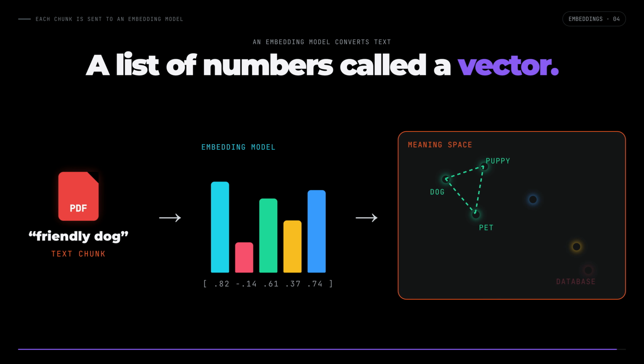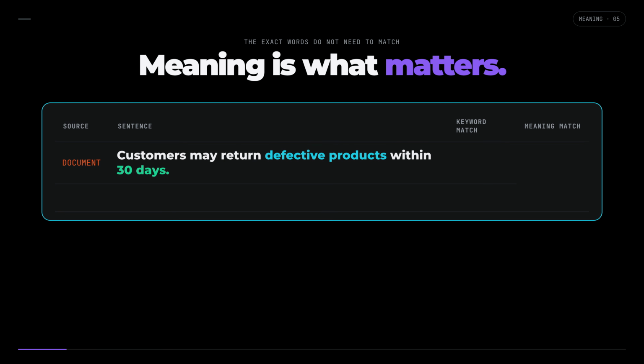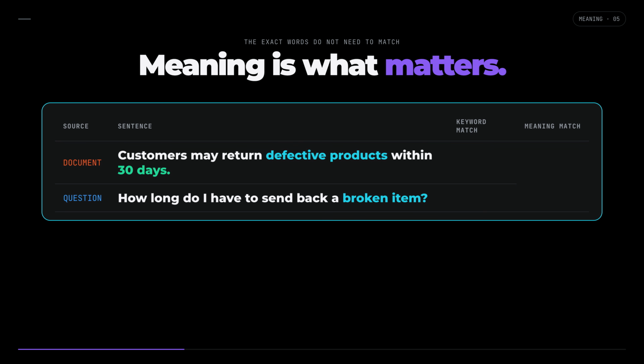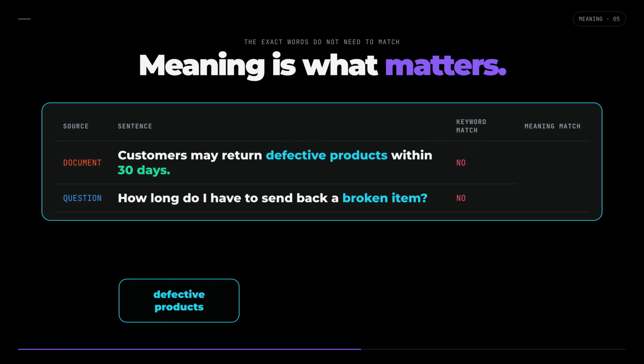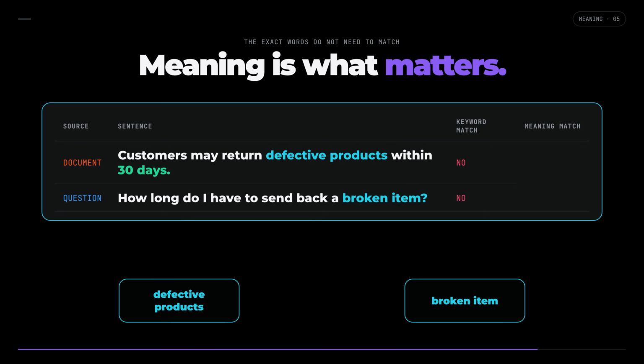Meaning is what matters. Suppose a document says, "Customers may return defective products within 30 days." A user asks, "How long do I have to send back a broken item?" A keyword search may struggle because the document says defective products, while the question says broken item. An embedding-based search understands that both phrases have a similar meaning.